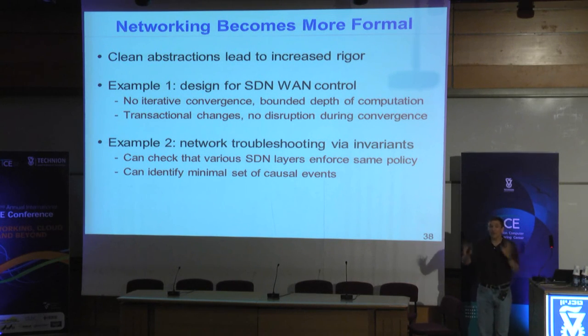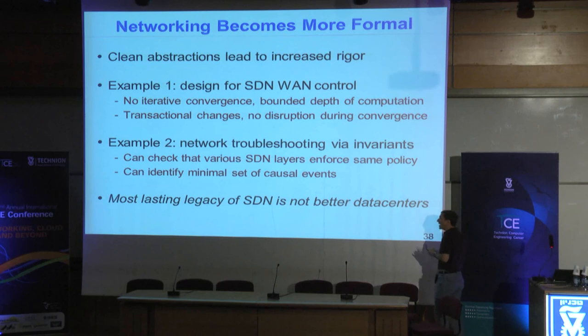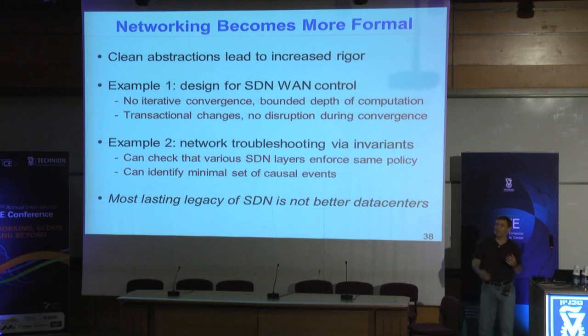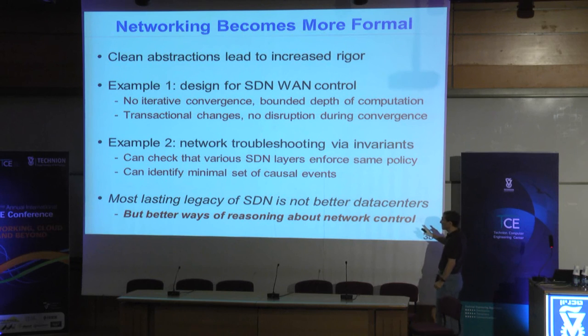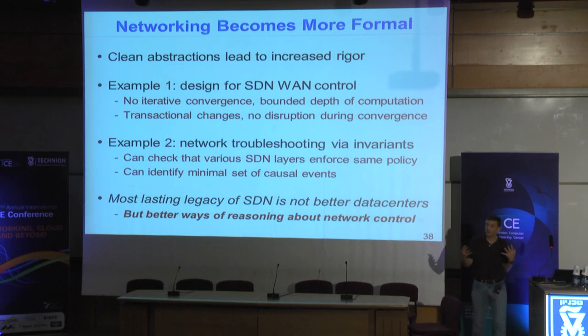We can't go from there. You've got to go into a debugger to actually find the bug in the code, but that level of troubleshooting just is not available in networks today. So, I don't think the most lasting legacy of SDN is that we're going to have data centers that behave better. I think the most lasting legacy is that we're going to have much better ways of reasoning about network control, and that's going to let us push networks into whole new arenas now that we understand them.